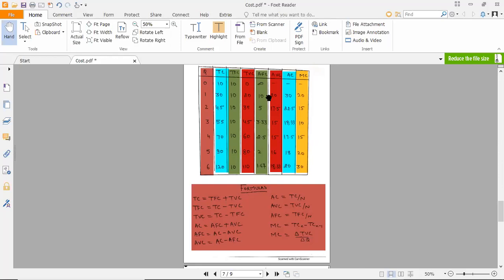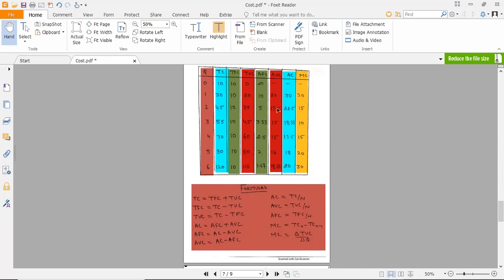Now let us see how we calculate average fixed cost. The formula of average fixed cost is TFC divided by n. So 10 divided by 0 is nothing but infinity. Then 10 divided by 1 is 10. 10 by 2 is 5. 10 by 3 is 3.33. 10 by 4 is 2.5. 10 by 5 is 2. And in the last, 10 by 6 is 1.67. So this is how the average fixed cost is derived. Similarly, we can find TFC with the help of AFC. If we multiply 10 by 1, that is 10. 5 by 2 is 10. 3.33 into 3 is 10, and so on.